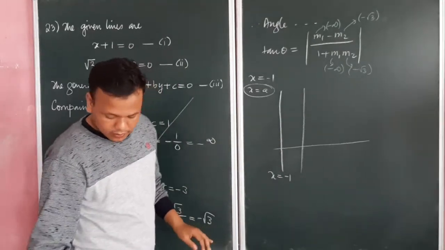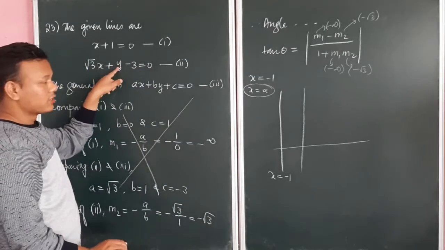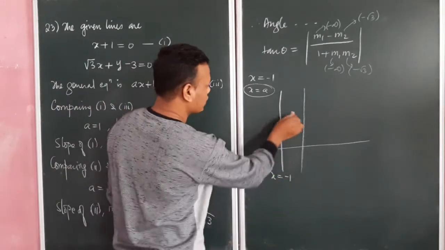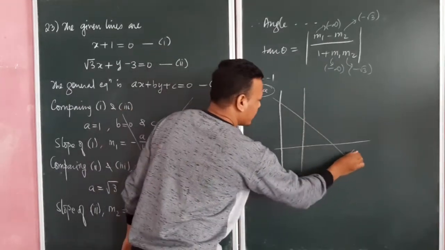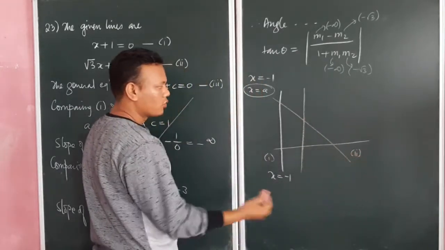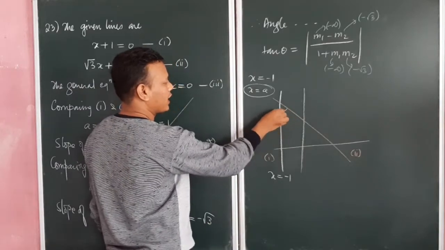Okay, and there's another line, that is this line. I don't know how the line looks. Let me assume that this is my line number 1 and this is my line number 2. Basically the question is asking, what is this angle?